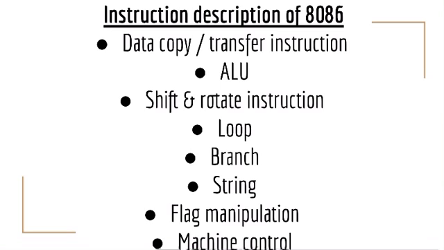Okay. So next we have the machine control instructions. These machine control instructions control the bus usage and execution. There are some instructions in this machine control group: wait instruction, halt instruction, NOP instruction, escape instruction, and lock instruction. Each instruction in machine control is used for the bus usage and also the execution. So these are the instructions of 8086, the instruction description of 8086.